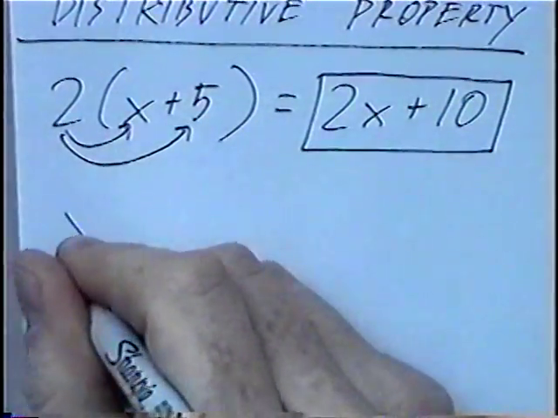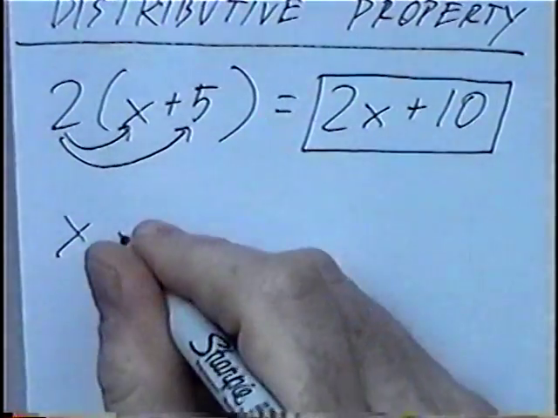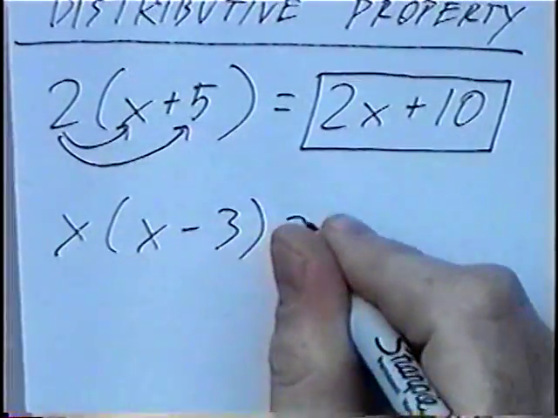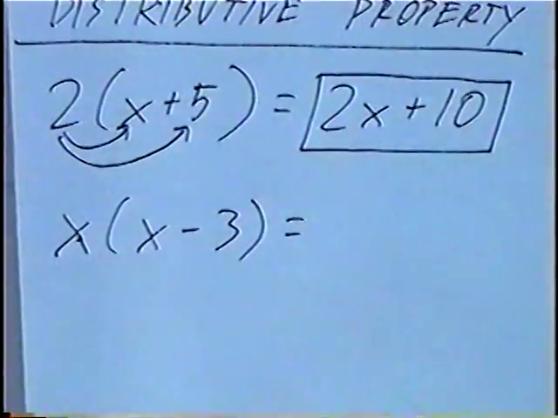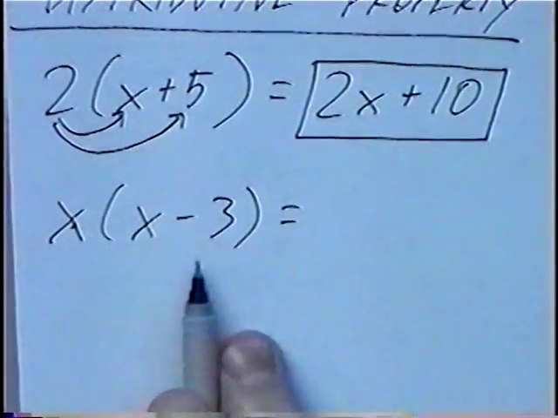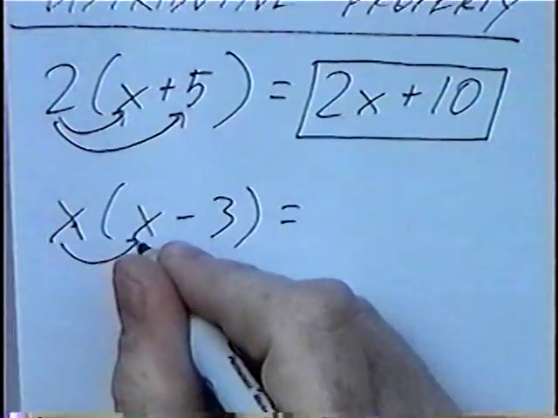Second question, x and inside parentheses x minus 3. Multiplying again the number or term outside by each number and each term inside the parentheses.